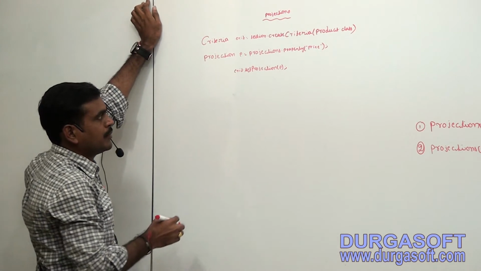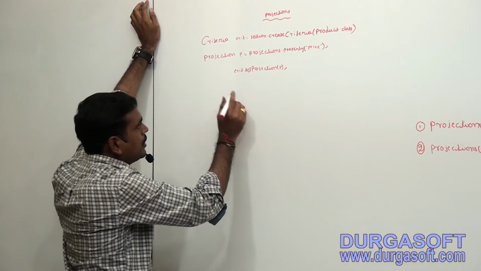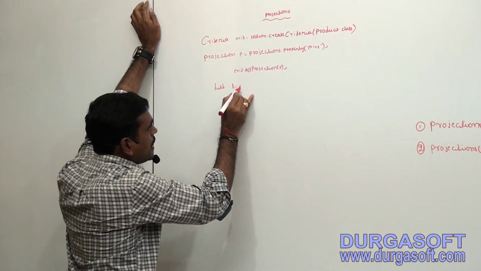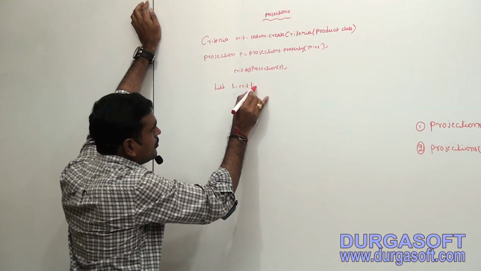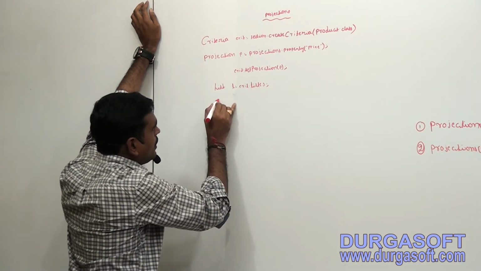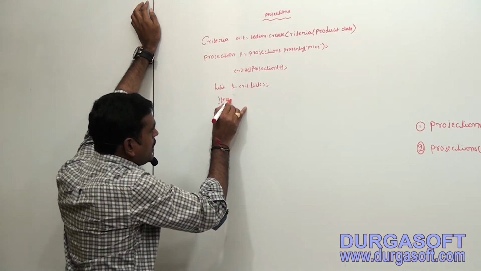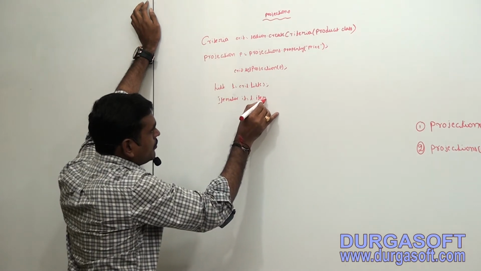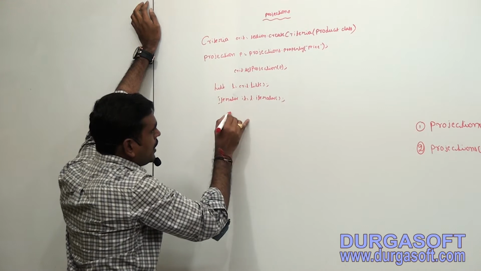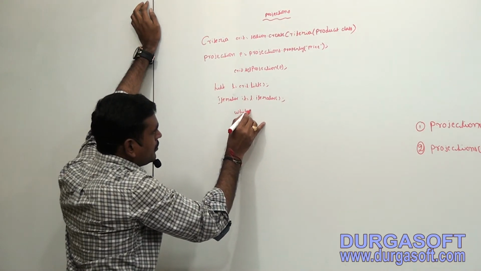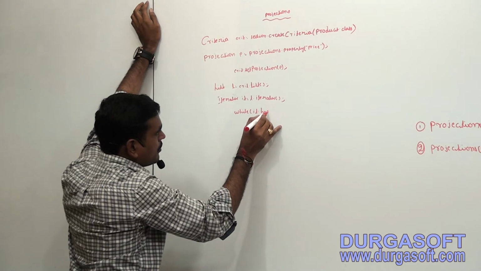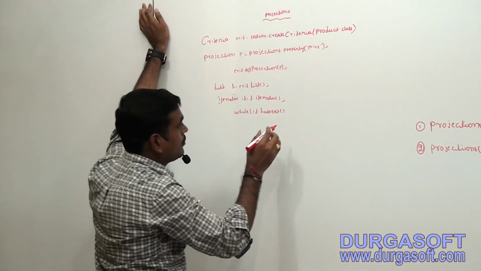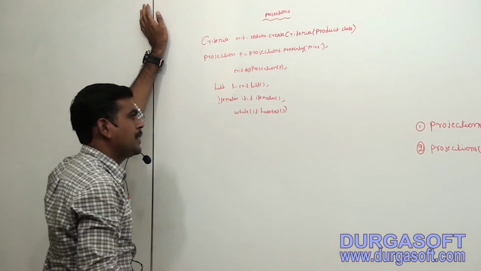After that, what we have to do? We need to get the list object. List L is equal to crite dot list. Then Iterator it is equal to L dot iterator, while it dot hasNext, it dot next.